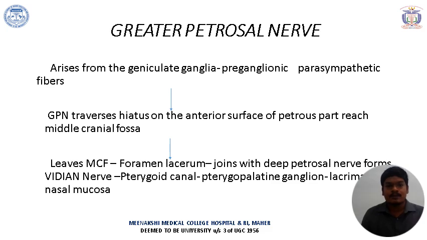The greater superficial petrosal nerve consists of preganglionic parasympathetic fibers which arise from the geniculate ganglion and traverse the hiatus on the anterior surface of the petrous part and reach the middle cranial fossa. It leaves the middle cranial fossa through the foramen lacerum, and joins with the sympathetic plexus around the internal carotid artery from the deep petrosal nerve and forms the Vidian nerve. This Vidian nerve gives secretomotor fibers to the lacrimal gland and the nasal mucosa.